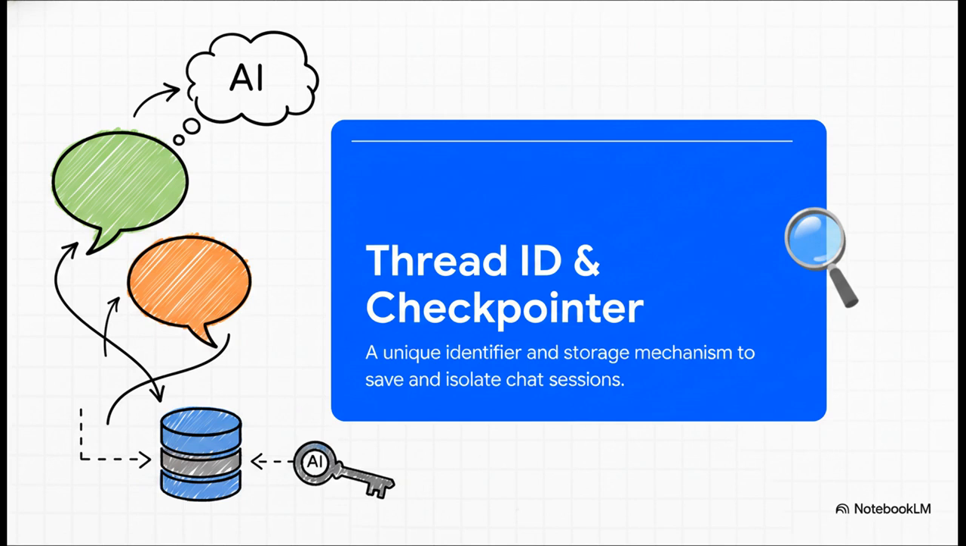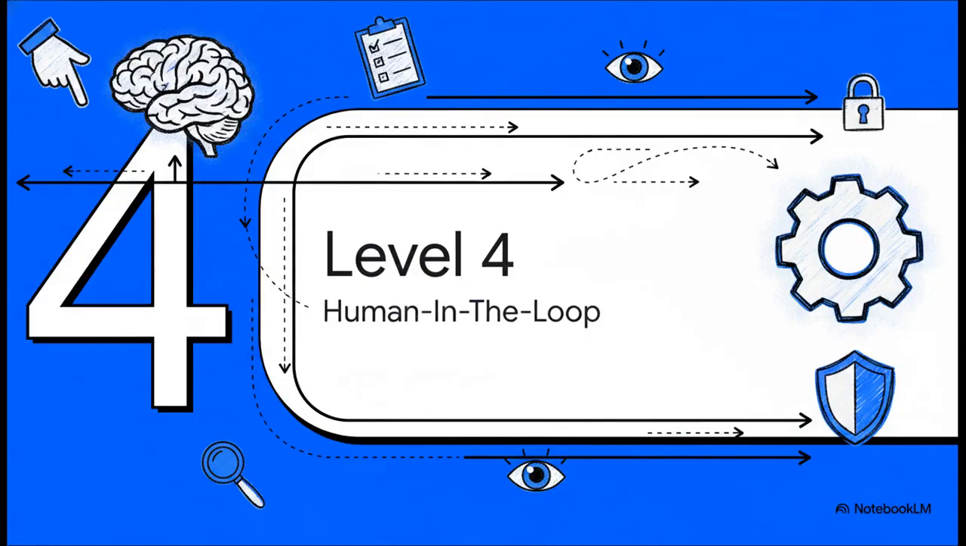So when you come back tomorrow and ask, "Wait, what was my name again?" LangGraph grabs your thread ID, pulls your history from the checkpointer, and the AI seamlessly picks up right where you left off. Which brings us to Level 4, human-in-the-loop control.